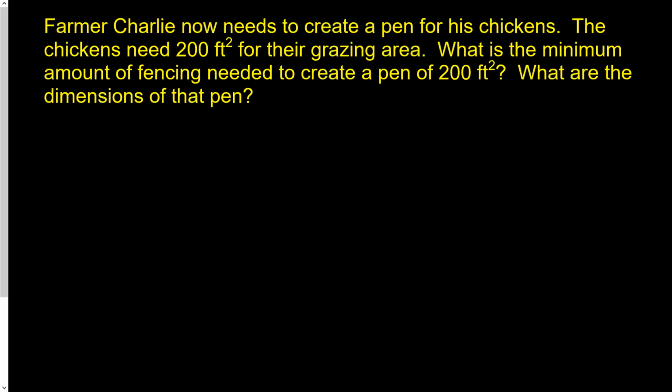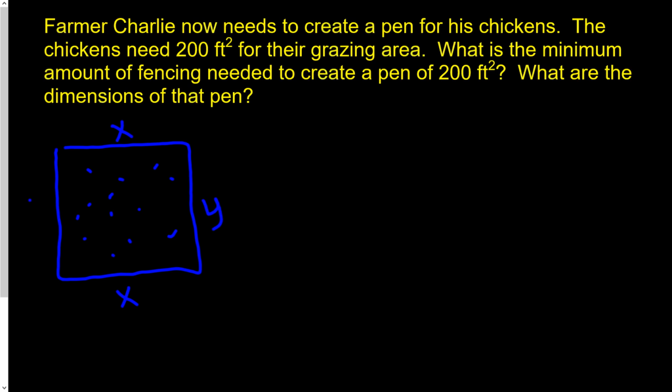So it's a pretty similar question to the last one. Here's our rectangular pen for our chickens, and they're going to be grazing inside here. There's all my little chickens, and they're radioactive, I guess. And so the sides we're going to call X and Y. So we have a rectangular pen again.